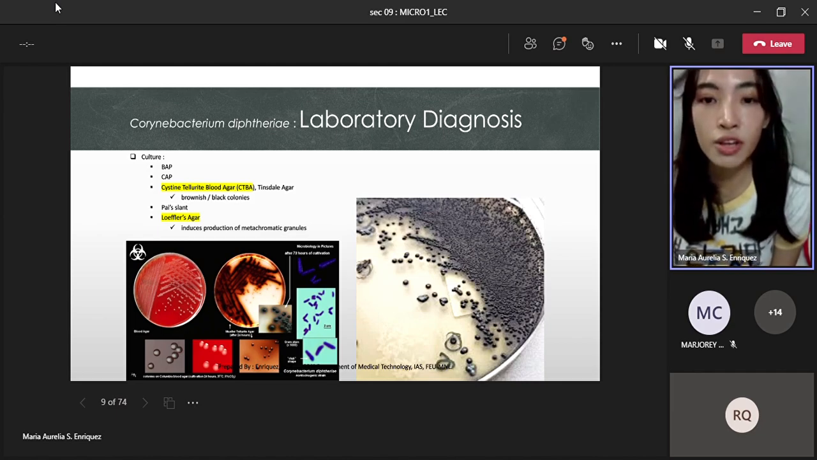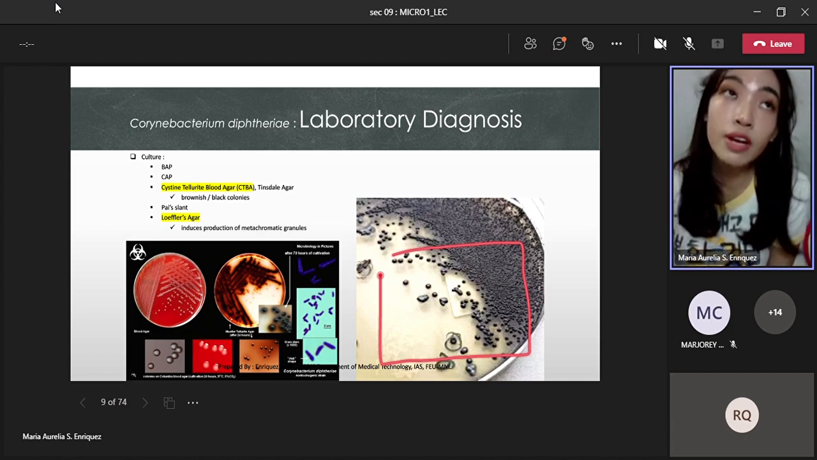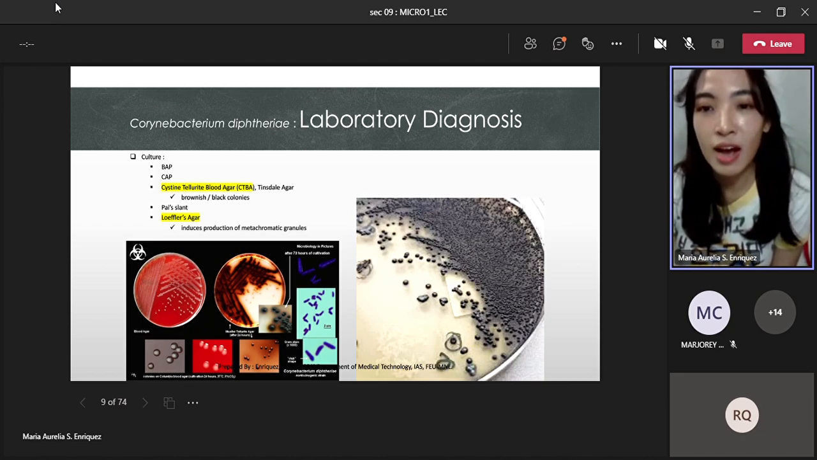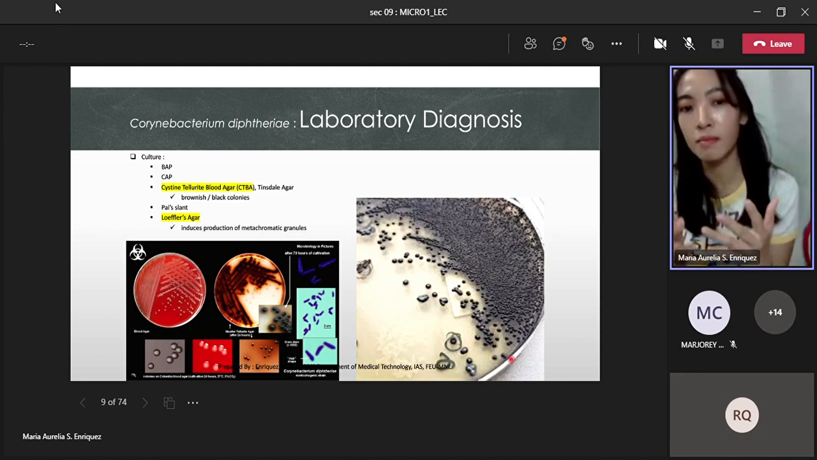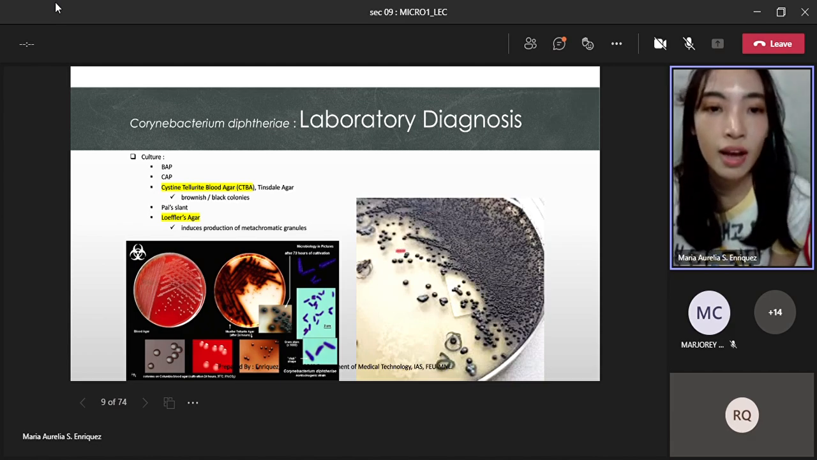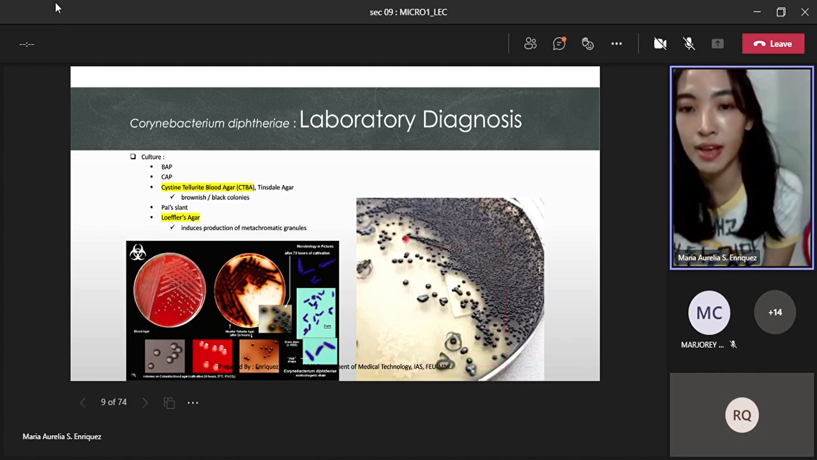This is because of the reduction of tellurite. Okay? So, kung na-survive nga po nila yung growth with the presence of potassium tellurite, ayan po, pwede rin nila tong i-utilize to produce black colonies. So ayan po. If ganito yung itsura ng colonies ng isolate nyo, then most likely this is Corynebacterium diphtheriae.